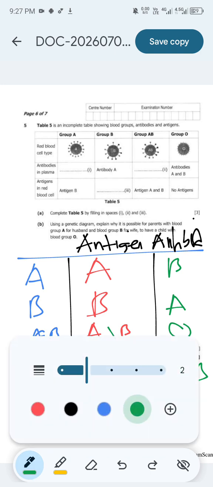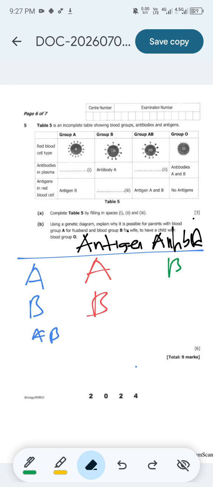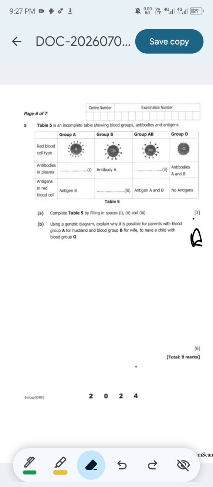So now let's fill the blank spaces that have been provided on top there. How are we going to fill the blanks? We are talking about blood group A. Its antibodies in the plasma are going to be B, because its antigen should be A. Okay, they made a mistake in this paper. So if we're talking about blood group A, the antibodies in the plasma should be B. Then the antigen in the red blood cell should be A. So it should be corrected. There was a mistake there.